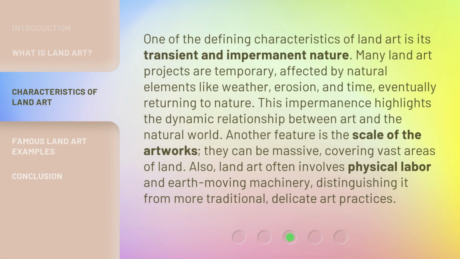One of the defining characteristics of land art is its transient and impermanent nature. Many land art projects are temporary, affected by natural elements like weather, erosion, and time, eventually returning to nature. This impermanence highlights the dynamic relationship between art and the natural world. Another feature is the scale of the artworks. They can be massive, covering vast areas of land. Also, land art often involves physical labor and earth-moving machinery, distinguishing it from more traditional, delicate art practices.